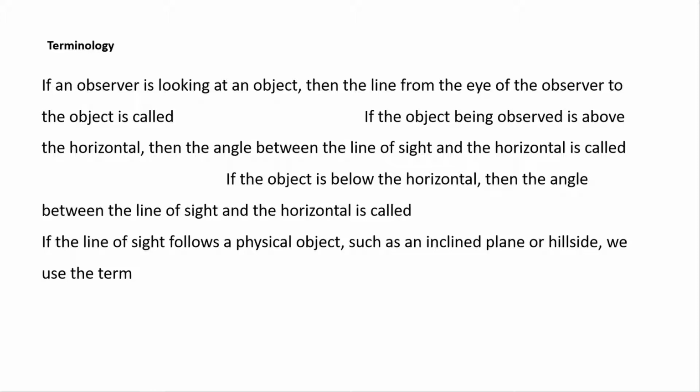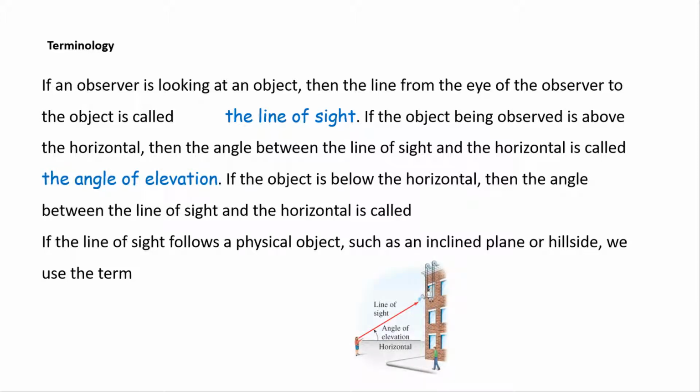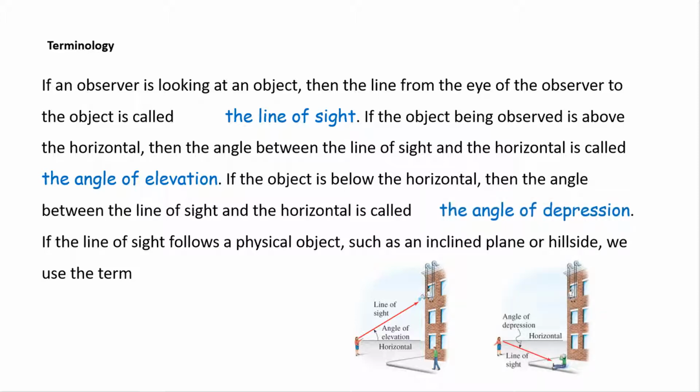Terminology. If an observer is looking at an object, then the line from the eye of the observer to the object is called the line of sight. If the object being observed is above the horizontal, then the angle between the line of sight and the horizontal is called the angle of elevation. If the object is below the horizontal, then the angle between the line of sight and the horizontal is called the angle of depression. If the line of sight follows a physical object such as an inclined plane or hillside, we use the term angle of inclination.